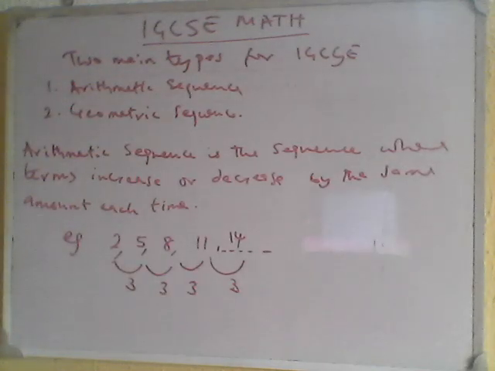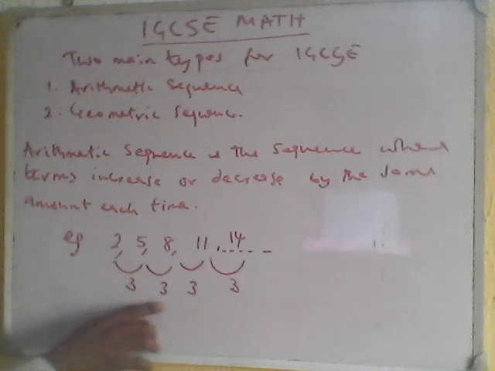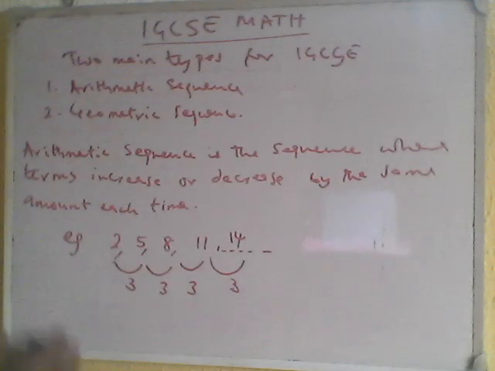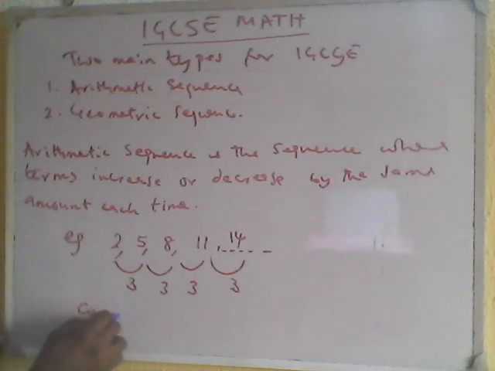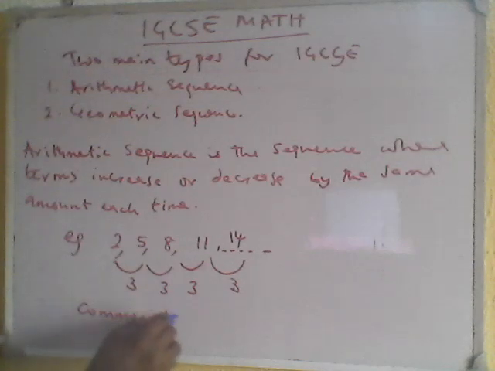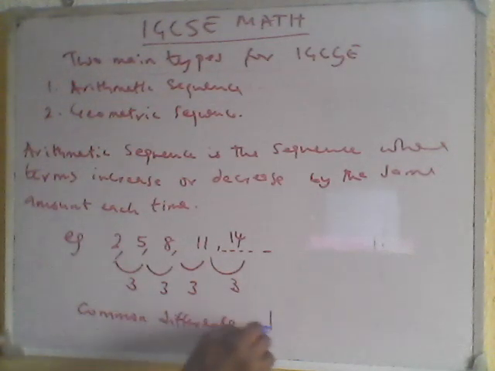So that is the increase. That constant 3, 3, 3, 3 that we have here, we call it the common difference. Common difference is denoted by the symbol d.